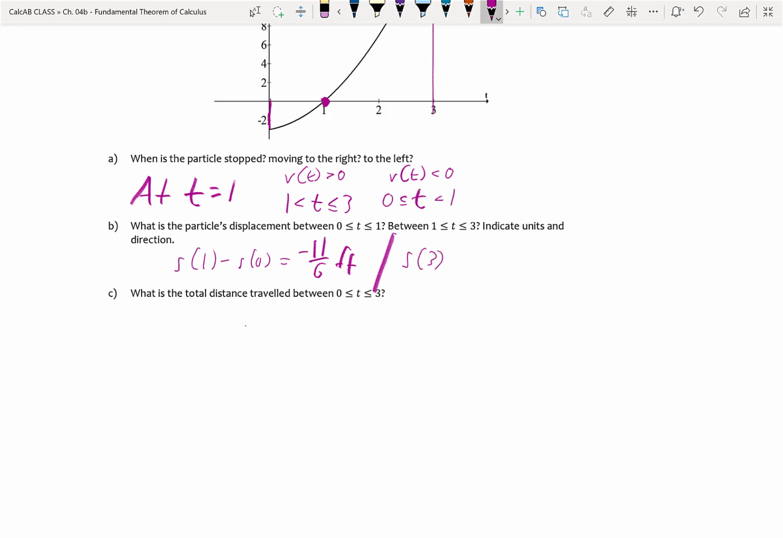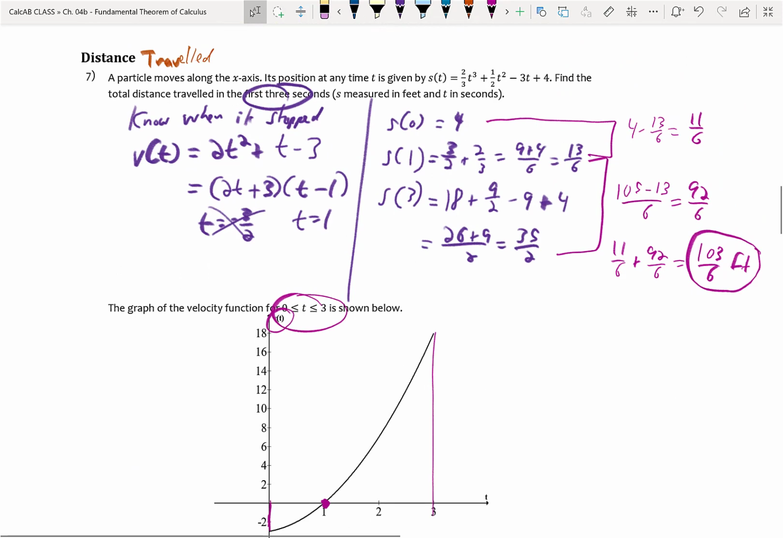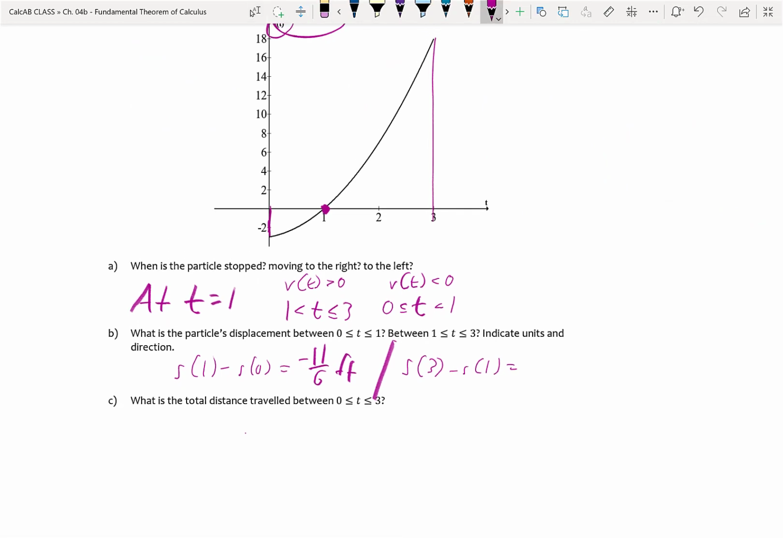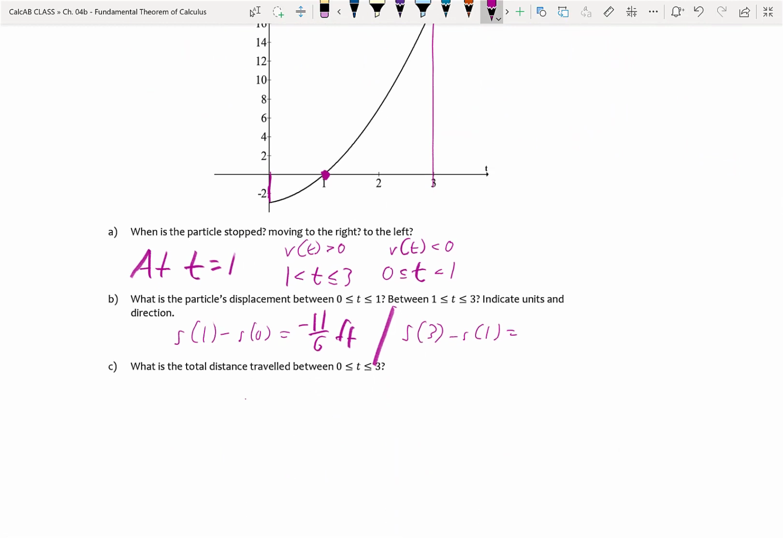So s of 3 minus s of 1, which we've also already done. That is positive because 35 halves is more than 13 sixths. I'm going to highlight these so I can keep those in my head. So that's 35 halves minus 13 sixths, and that is 92 sixths. And 92 sixths is going to simplify to 46 thirds, which I can do here because I'm not using it for anything. That's 46 thirds feet. And if I were to indicate direction, I would say to the right. But the positive already indicates that.